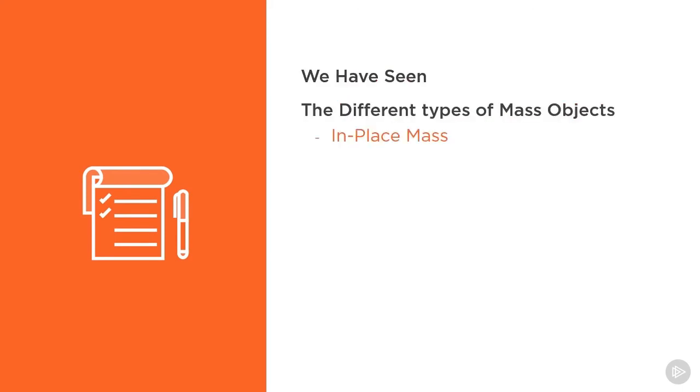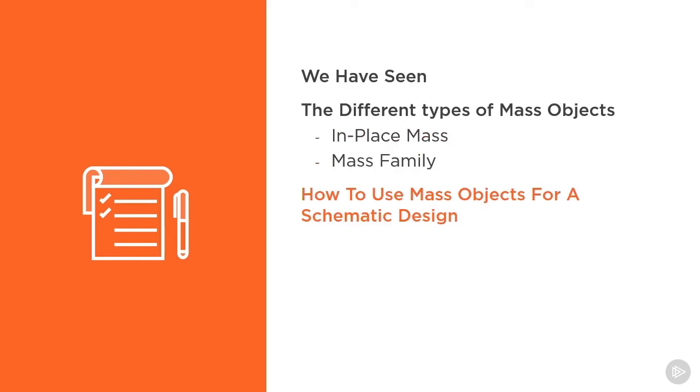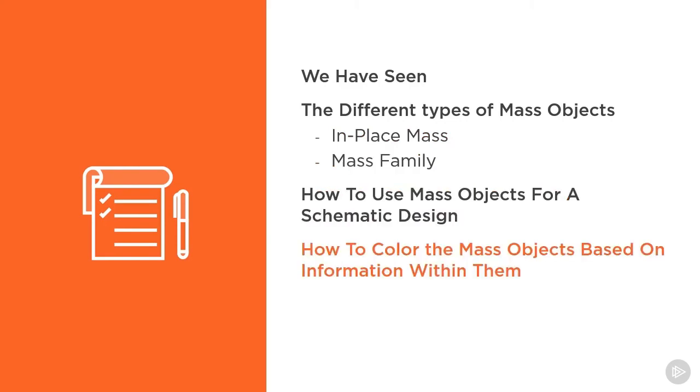So in this video, we have seen the different types of mass objects: in-place mass and mass family. We have seen how to use mass objects for a schematic design, and we have seen how to color the mass objects based on the information within them.